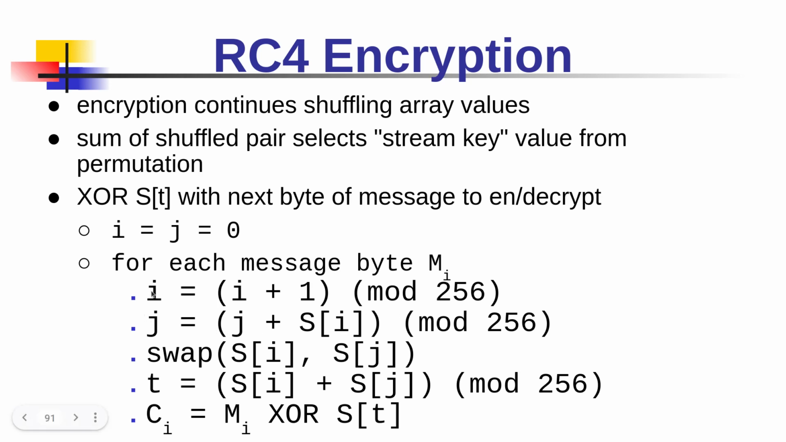So now we have values for i and j. Then Si and Sj are swapped. So the key scheduling is done. Now we have the values of the state array from which we are going to get the key value. How to get the key value? T is calculated, where T is simply Si plus Sj mod 256, and depending on what T value we got, S of T is the actual key. A simple XOR operation on that byte with S of T is done to get Ci. To do the decryption, again use the same S of T and XOR Ci to get Mi, and with that encryption is done.